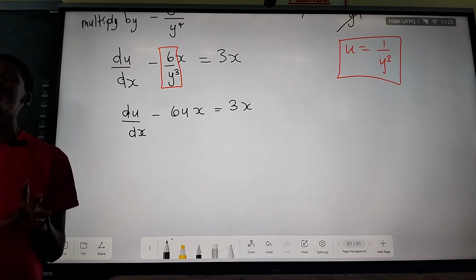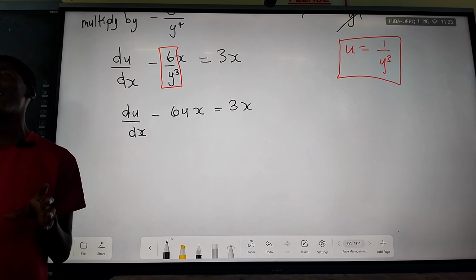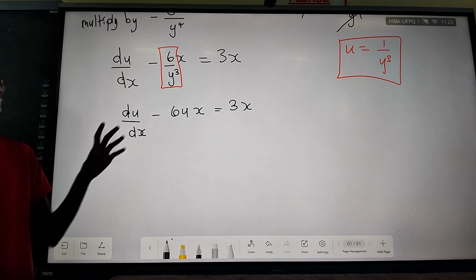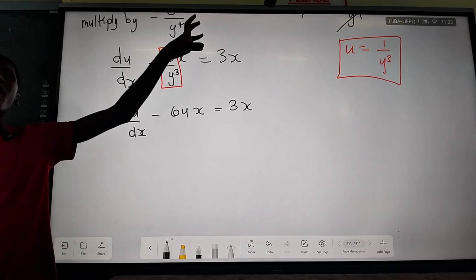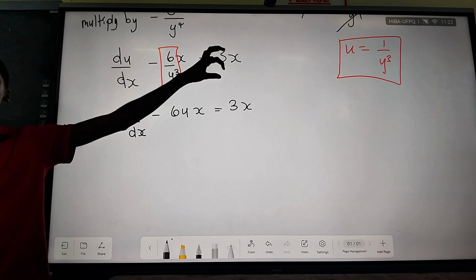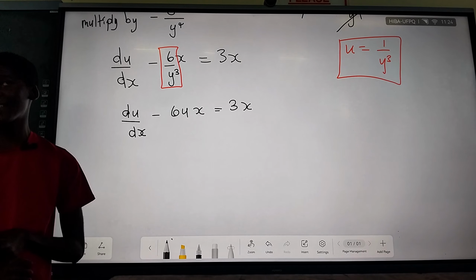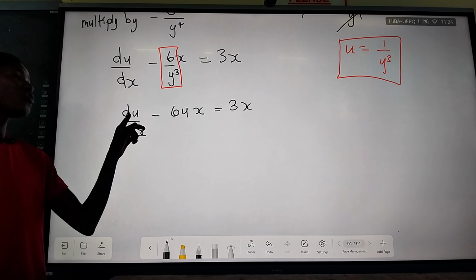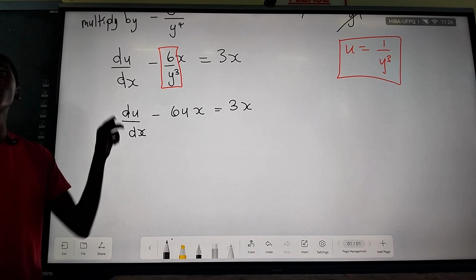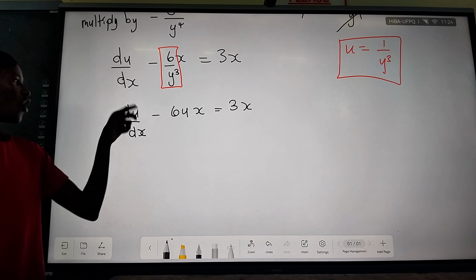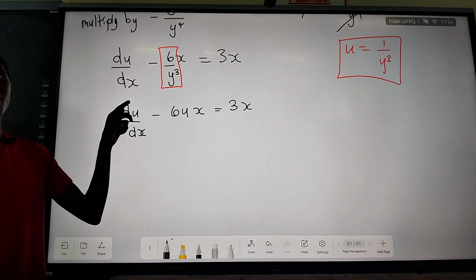The whole aim of doing substitution is to change y into u, because your y is not linear. You change it into u, you make it linear, and then you follow the same process of how to solve a first order differential equation. At this point, u is your dependent variable. This is a first order differential equation. Are there any questions here? None. Alright.